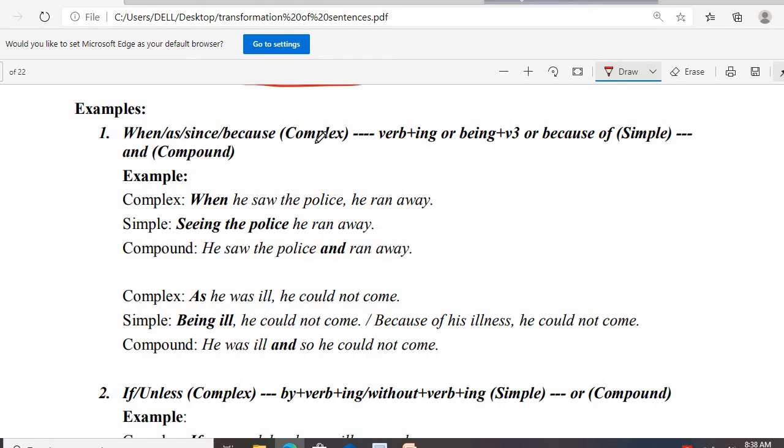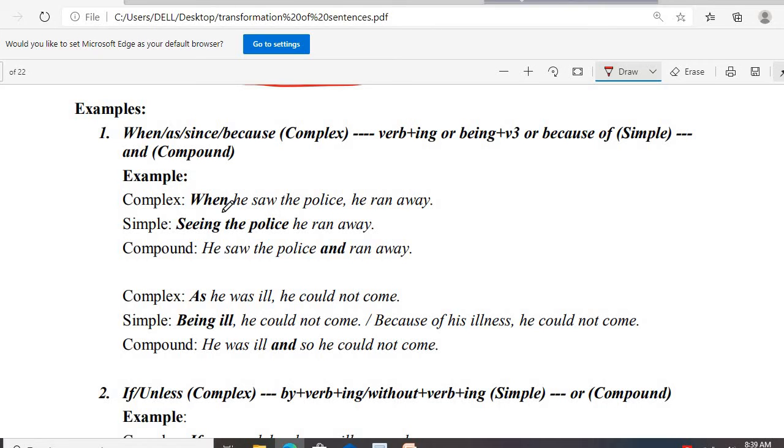When, as, since, because: complex sentence. That is, using these subordinating conjunctions, there will be some complex sentence. And after this, for when, as, since, because, we use verb-ing or being plus verb 3 for simple, and because of, and for compound. Let's see it clearly here.